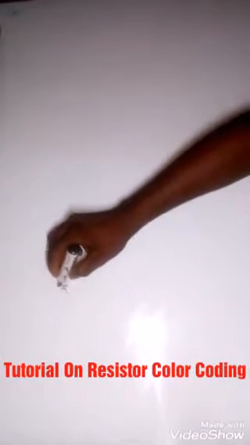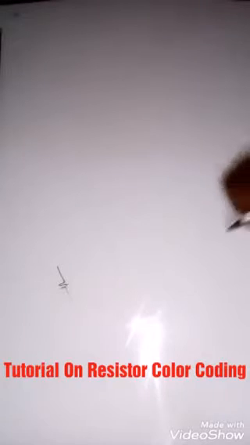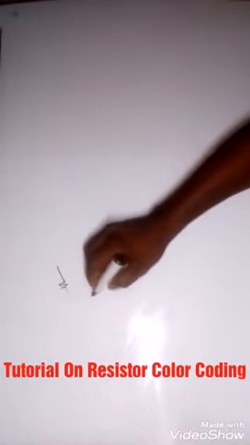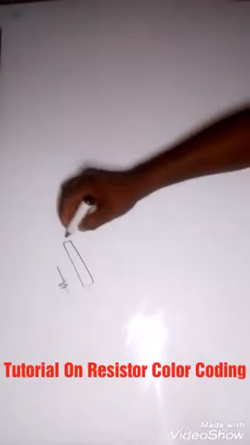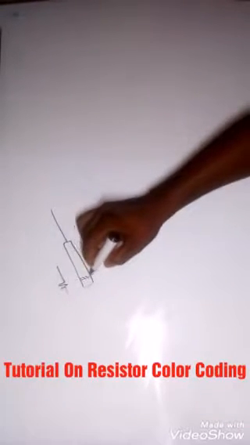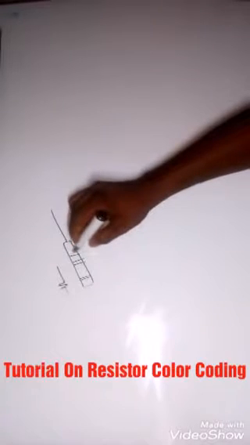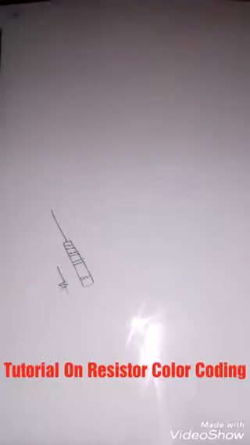Today I'm going to be teaching you guys how to calculate the value of a resistor in a very easy way. First of all, we need to know that a resistor is the component that is used to reduce the current that flows in a circuit, and it has a circuit diagram. This is it, and the real life diagram is somewhat like this, and we have some colors on it.